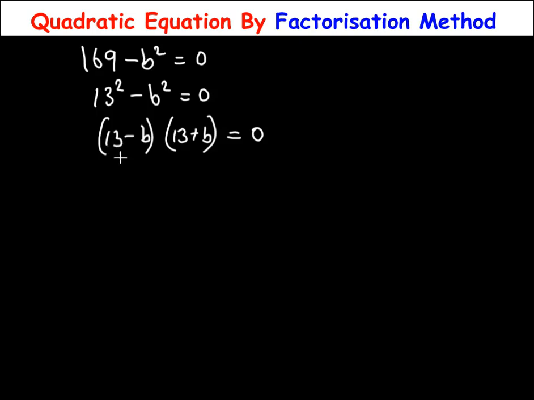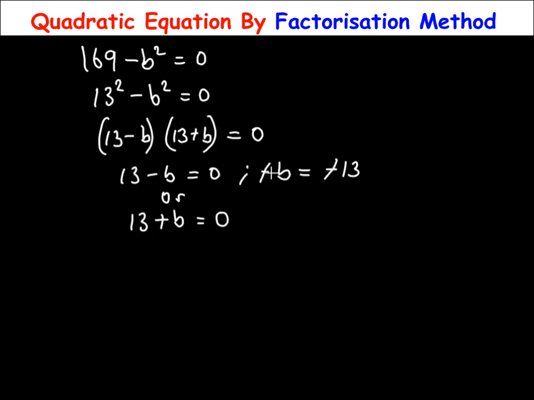With this, you can then equate 13 minus b to 0 and 13 plus b to 0. So 13 minus b is equal to 0, or 13 plus b is equal to 0. To solve for b, 13 moves to the other side of the equation, you are left with minus b is equal to minus 13. Minus cancels minus, b is equal to 13. Or to solve for b here, 13 moves to the other side of the equation, so b standing alone is equal to minus 13. These are the values of b for this equation.